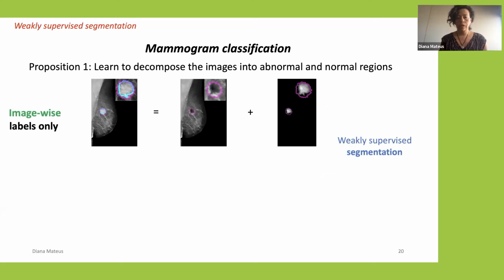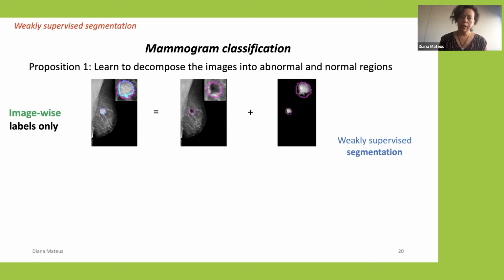The first proposition that we are going to make is to try to learn to decompose the images explicitly into a normal and an abnormal region. So if this is my input, I want to have the sum of a normal part plus an abnormal part to build together this initial original image. And this will help us with the weakly supervised segmentation. So at the end, this is the type of result that we want: the regions that are responsible for making the decision, but at a higher resolution.